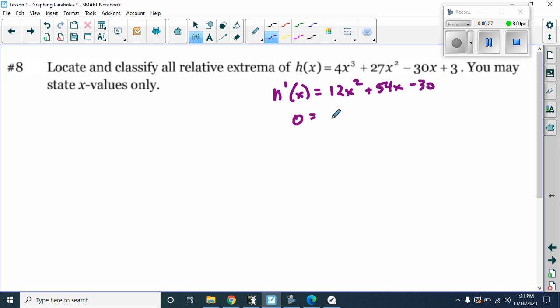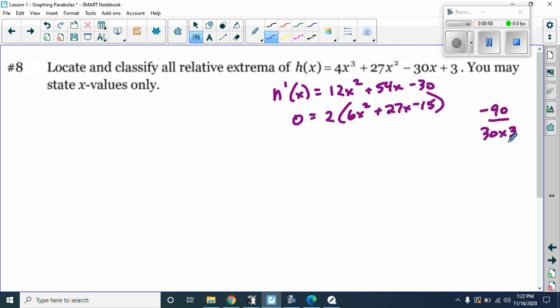Set it equal to 0. To solve this, I'm going to factor a 2 out first. We need to factor this side. We can do that by multiplying a times c. 6 times negative 15 is negative 90. Numbers that multiply to 90 and add up to 27.